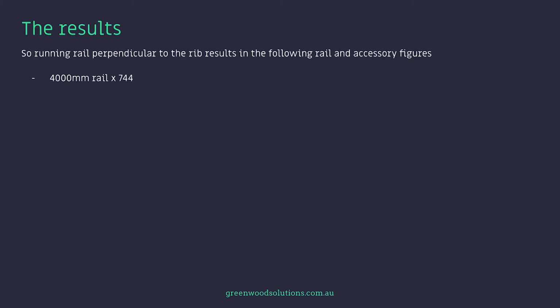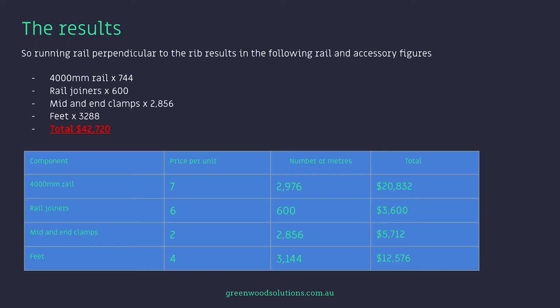So running rail perpendicular to the ribs results in the following rail and accessory figures. 4,000 mil rail, 744 of them. Rail joiners, 600. Mid and end clamps, 2,856. Feet, 3,288 and $42,720 final figure. And have a look at the table below.